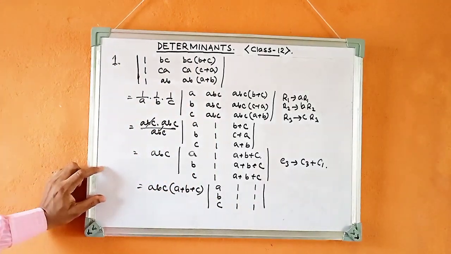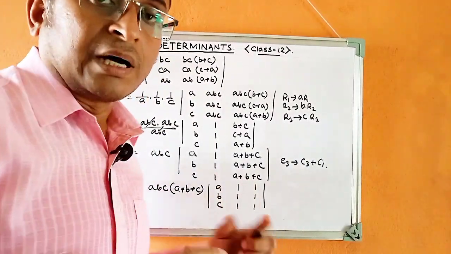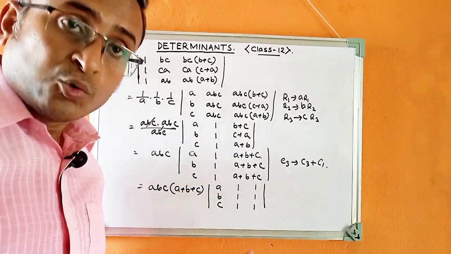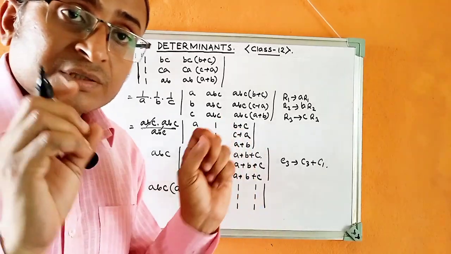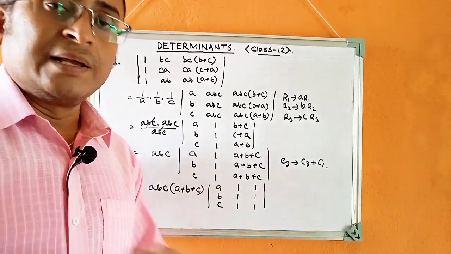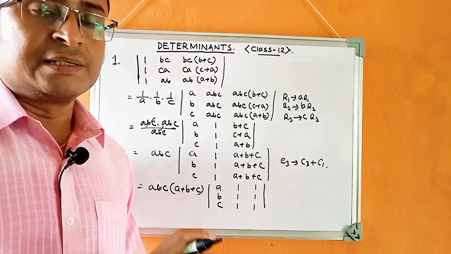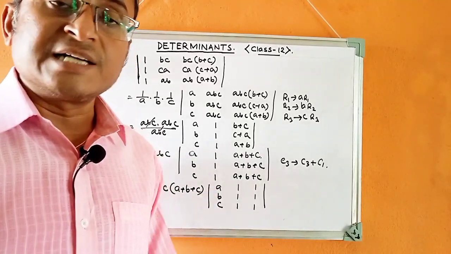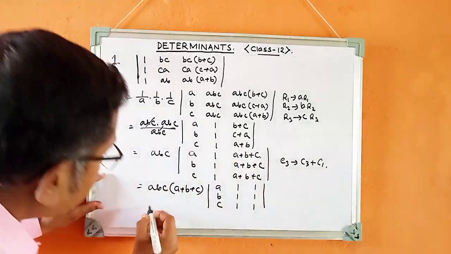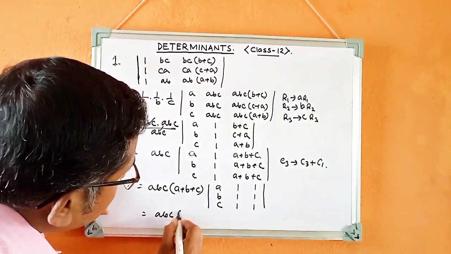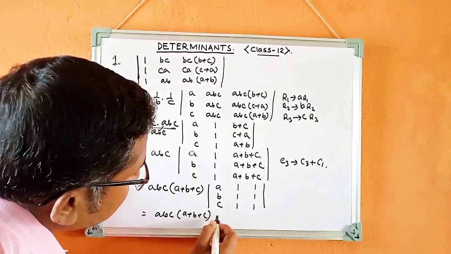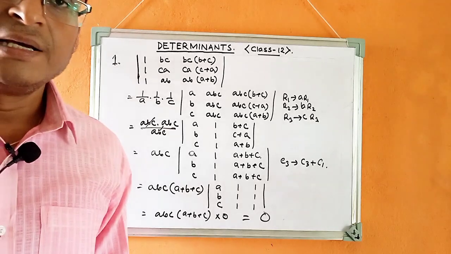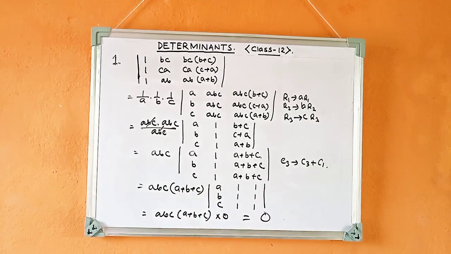Now see, column 2 and column 3 both are identical. That means all the elements of column 2 and all the elements of column 3 are equal. So by using the property, if all the elements of two rows or columns are identical, then the result of the determinant is 0. So we write ABC into A plus B plus C into 0. So the result of the whole determinant is 0. Okay, see carefully. Come to the next example.